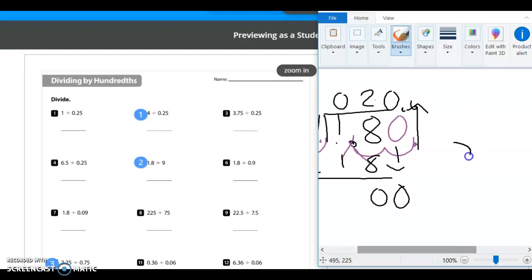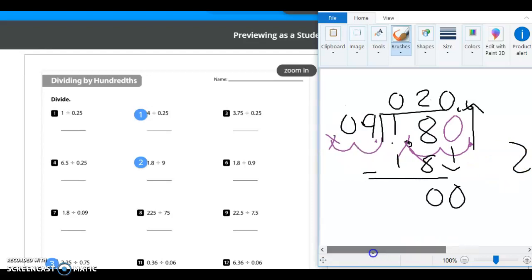So my answer is 20. Got it? So scoop to make a whole number, however many times you scoop here. And for all of these problems, it's going to be, well, it's not necessarily. So however many scoops you do here, you're going to do the same amount of scoops in this part of the problem. And then you're going to just put your decimals straight up.